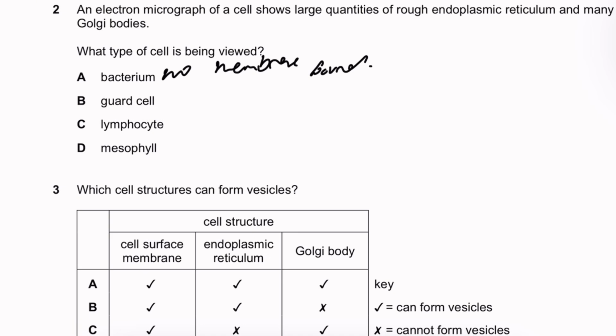Lymphocyte could definitely be an answer because they synthesize antibodies. Antibodies are proteins, and who synthesizes proteins? Well, it's the rough endoplasmic reticulum, and who modifies them? It's the Golgi bodies. Therefore, I would definitely choose C, and for the same reasons, I would not choose B. I would not choose D.